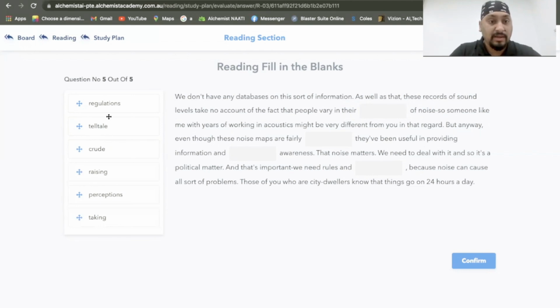So I have regulations and perceptions. Well, it is about my thoughts, so it will be my perceptions. And after the word their, you also need a noun. So perceptions is one of the nouns.